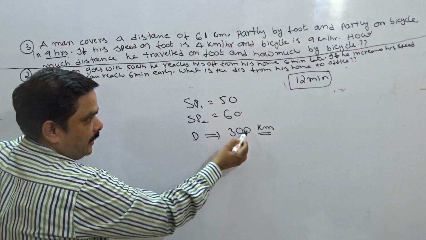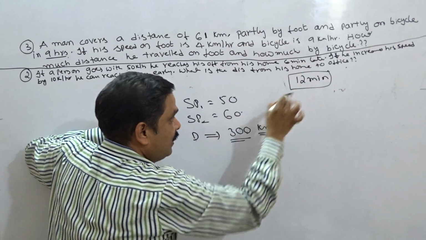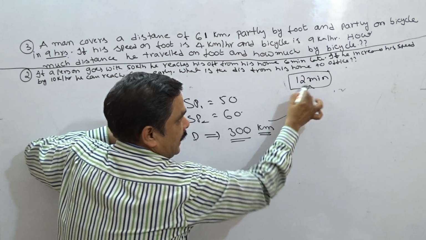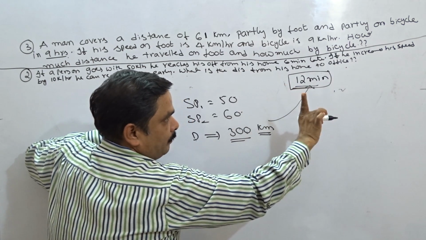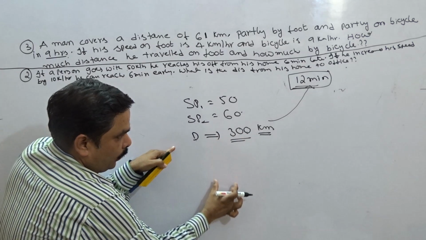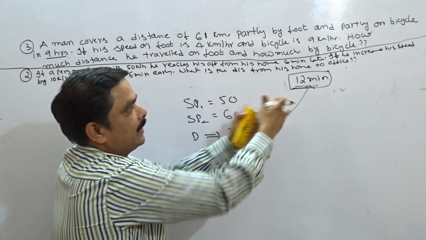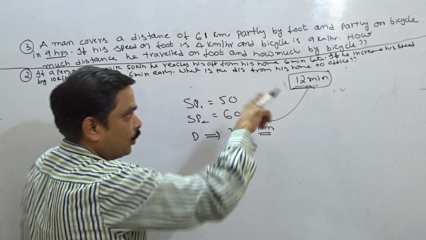Why have I taken this as 300 kilometers? Because finally I have to show the difference as 12 minutes. In the unitary method, first imagine something, and after that you can get one value. That value and the given value should be equalized with the unitary method. I will show you how that is.